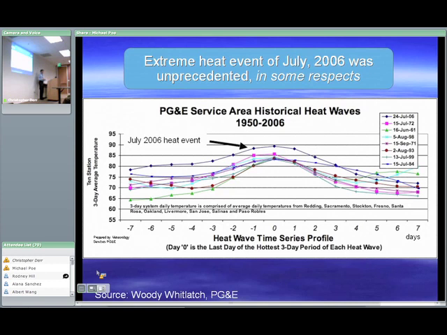It lasted several days, and Woody, who is a meteorologist at PG&E, put together this graph, and this graph shows the 3-day running mean temperatures. That includes nighttime temperatures. Every point is a 3-day running average of the temperature. This is the hottest time in the heat wave. This is the July 2006 event. These are other events in the historical record. So what he's showing is that when you look at a measure that includes several days and includes nighttime temperatures, this was a unique event.